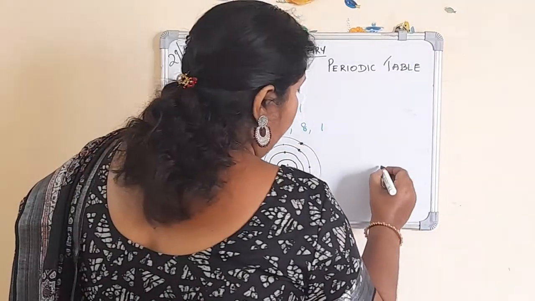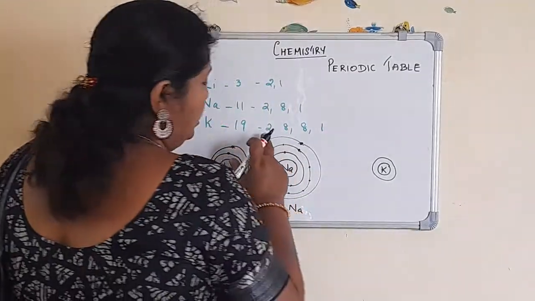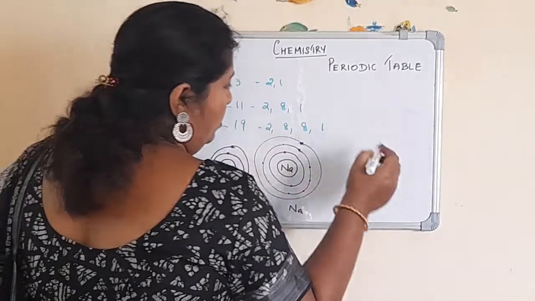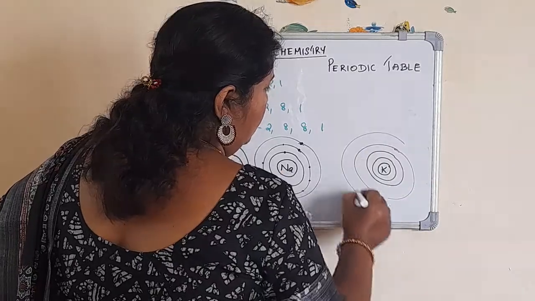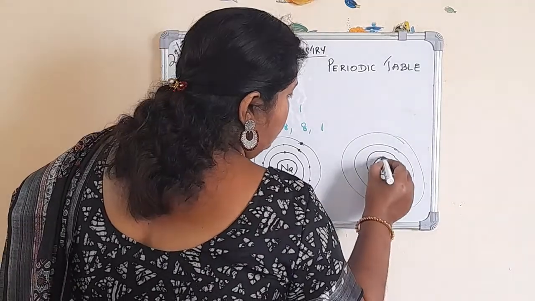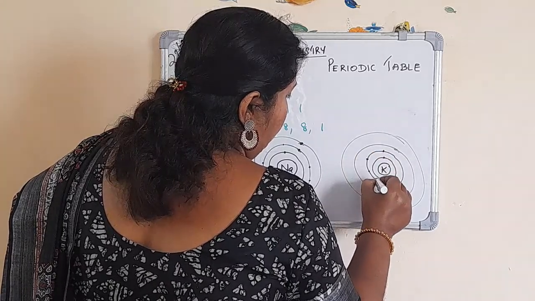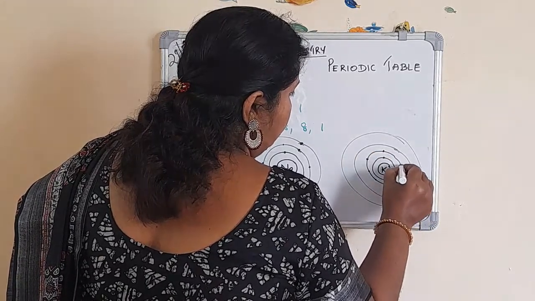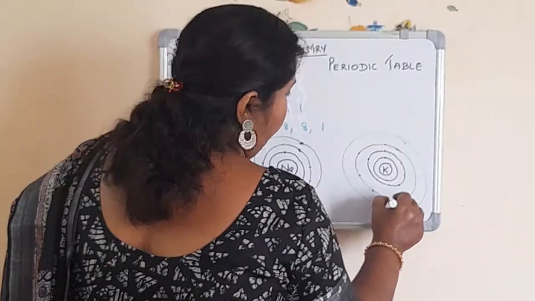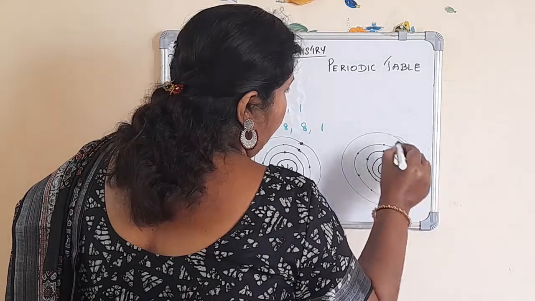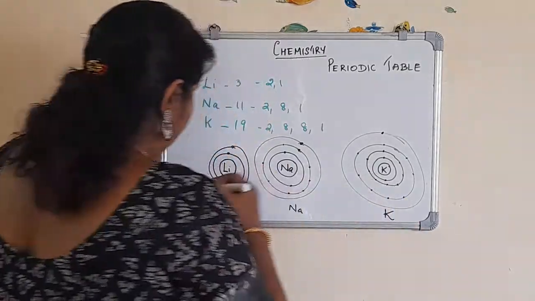Now I am going to draw potassium. How many shells? 1, 2, 3 and 4. So here 2 electrons, then 8, again 8, and then 1. So this is potassium.